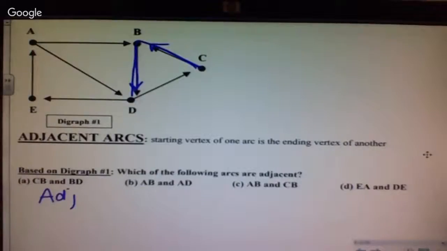Okay, take a look at the next one. We've got A to B and A to D. Can I travel both of those without lifting my pencil? No. I would be able to if this went from B to A and A to D, but both of these are leaving A, so they're not adjacent. I can't go with the flow here. If I go this way, I'm stuck. If I go this way, I'm stuck. So this is a no.